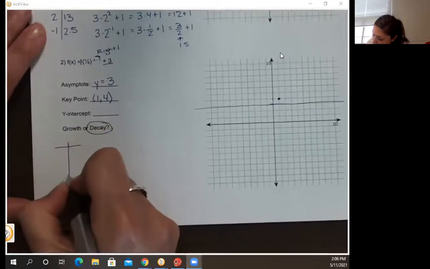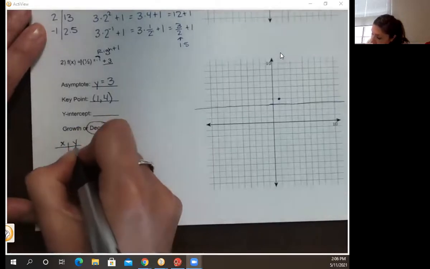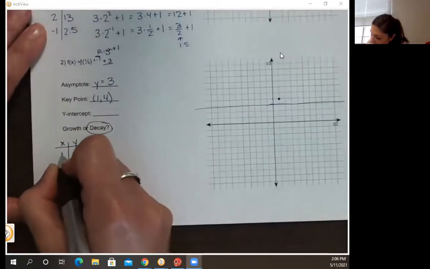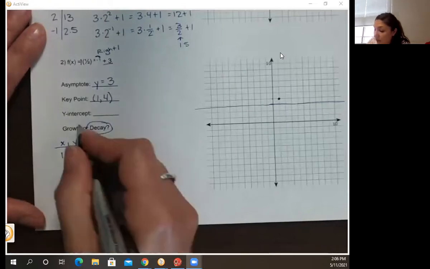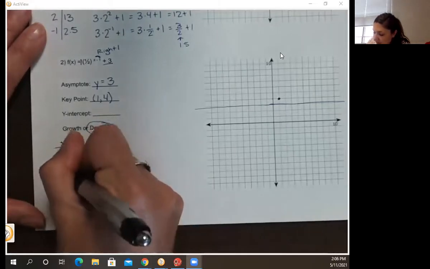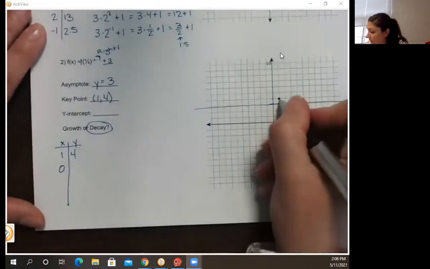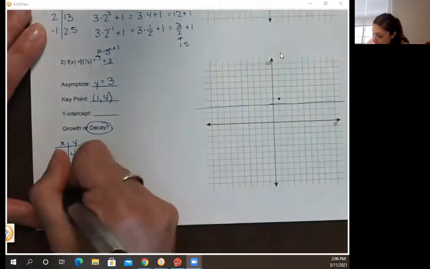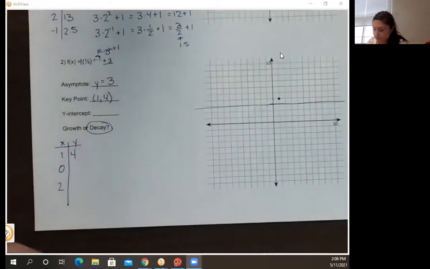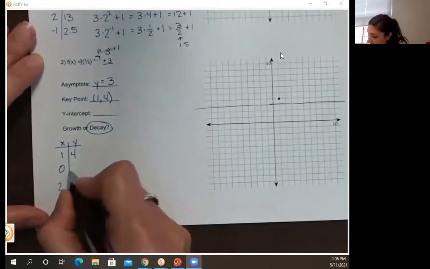So for more points on my graph, again, I'm going to make a table. We already have the point 1, 4. I want to find the y-intercept, so that means I want to plug in 0 for x, and then I'm just going to pick one more point. So I'm going to plug in 2. So let's plug these in.